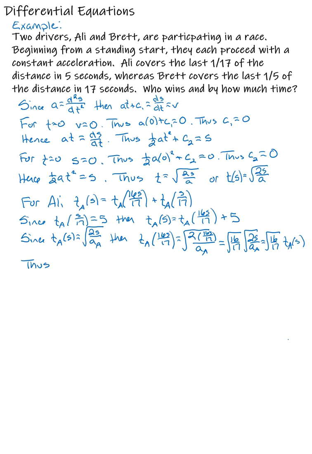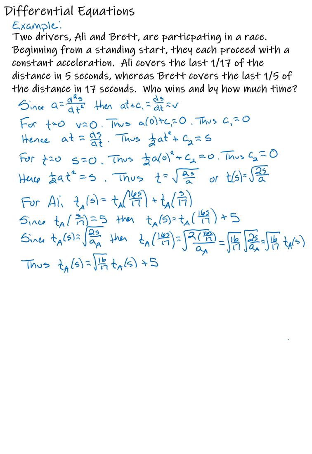All right, so what does that give us? Here I'm going to go back to this guy, that t sub a of s. What I'm going to do now is simply replace this with what we just found. That right there. Okay, just making that little substitution. We have t sub a of s is equal to, instead of t sub a of 16s over 17, the square root of 16 over 17 times t sub a of s plus 5.